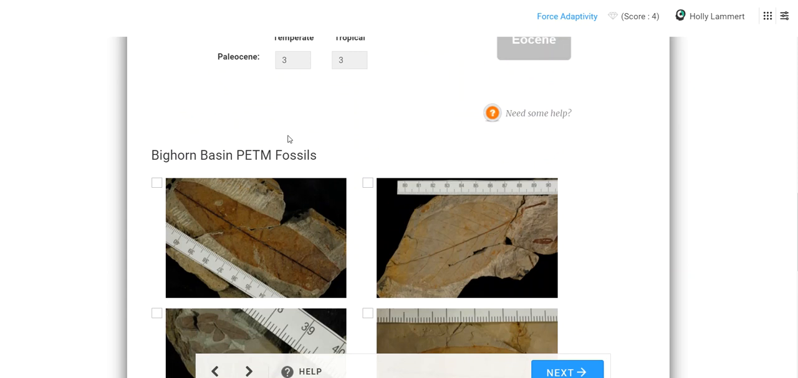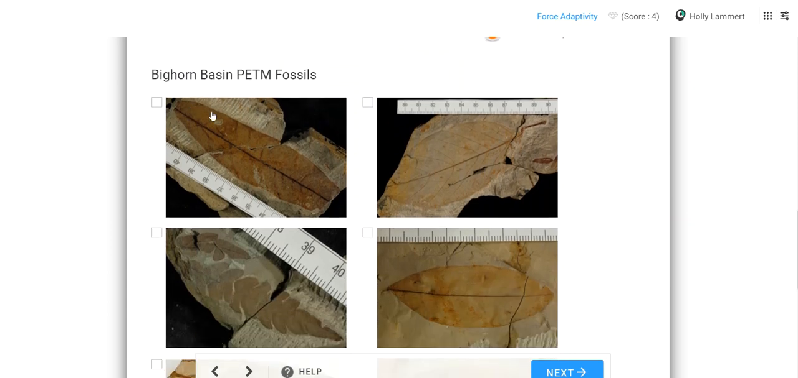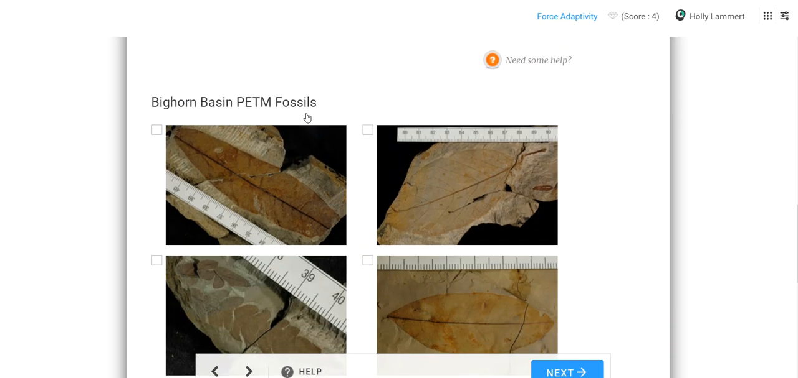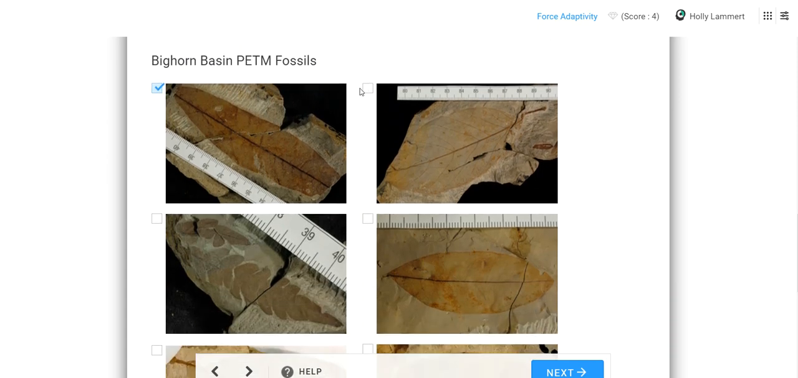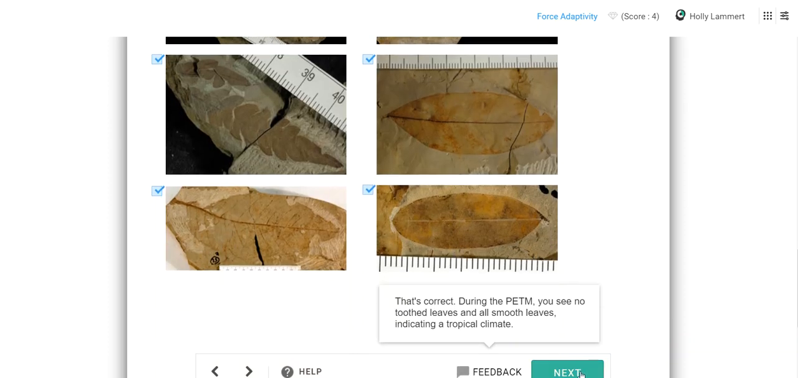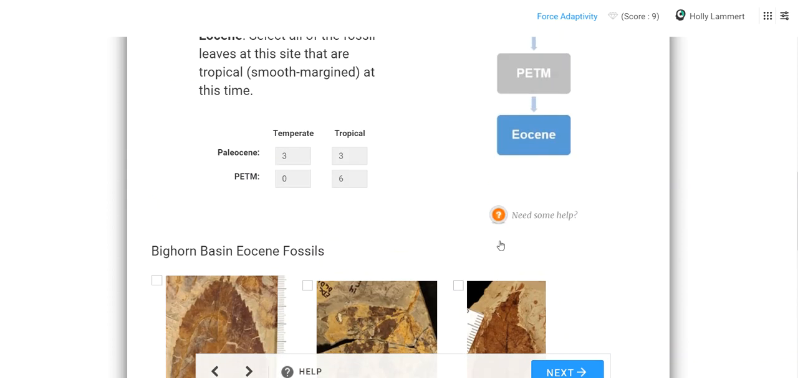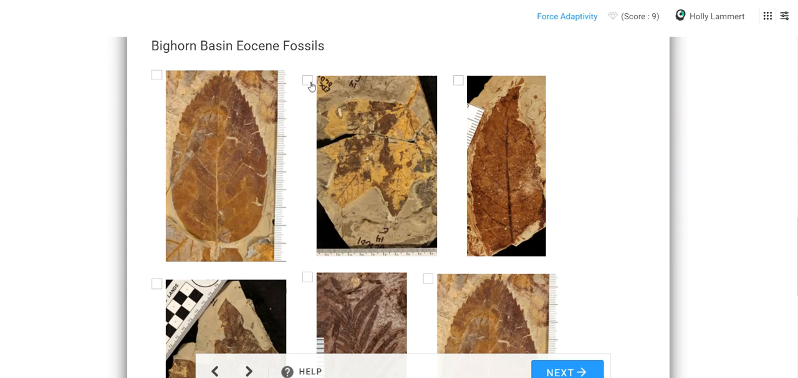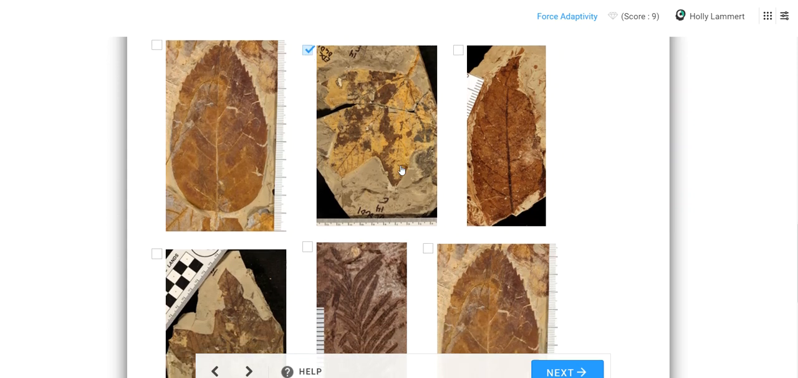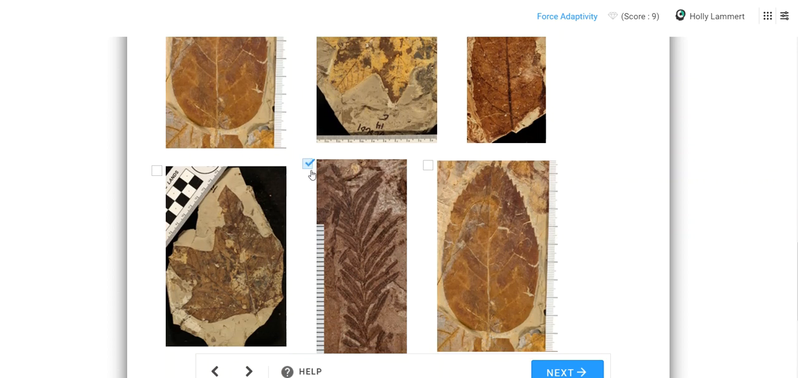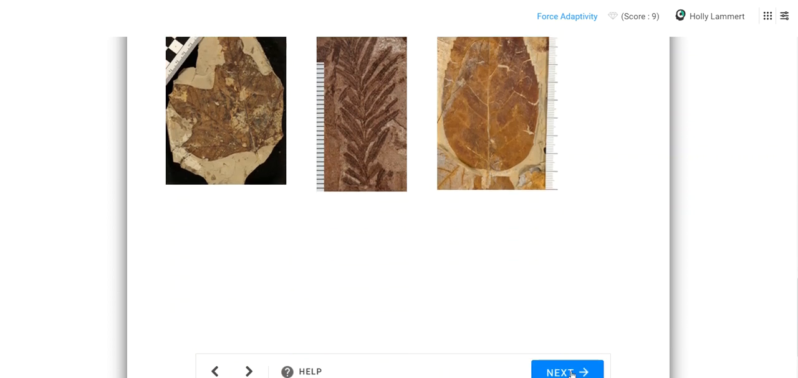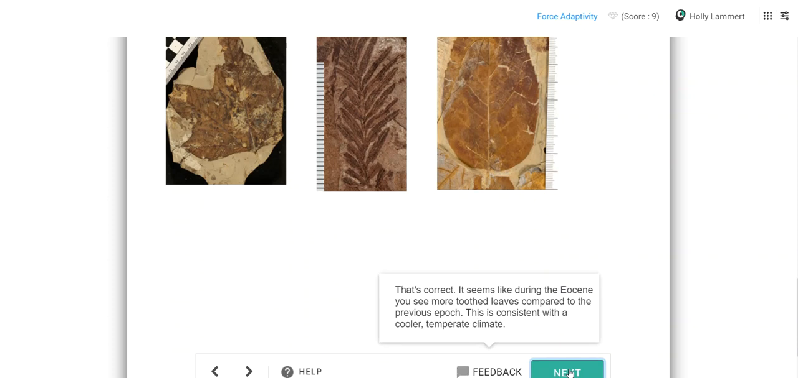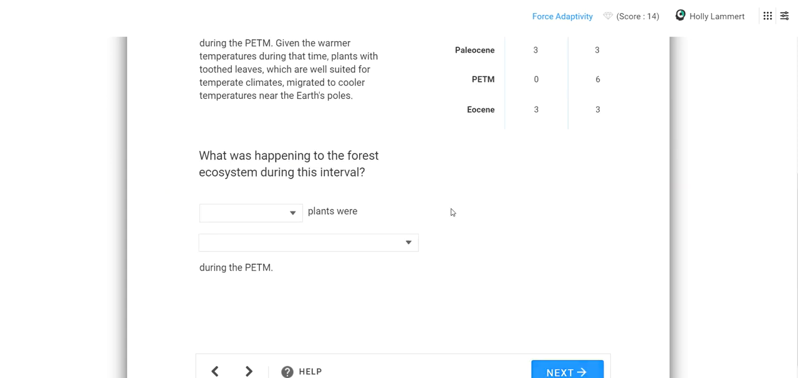So now let's look at the PETM fossils. Again, we're selecting the smooth margined. This one, that one. Yeah, it looks like all of them are smooth-leaved, indicating a tropical climate. Okay, and then let's look at how that affected afterwards during the Eocene. Smooth. That's correct. All right, so and then it goes back to being a cooler temperate climate, and we see the leaves, the trees adapt to that new climate.